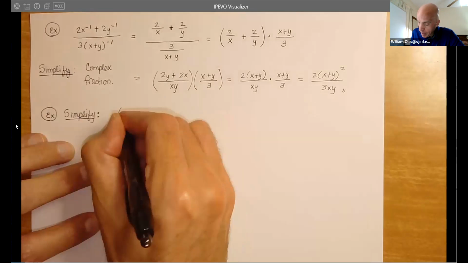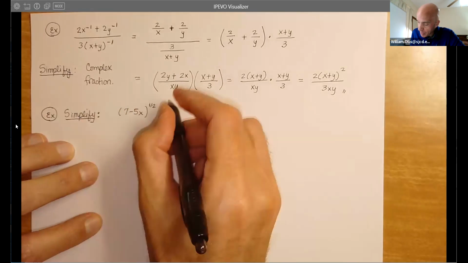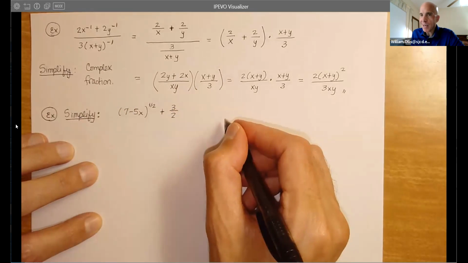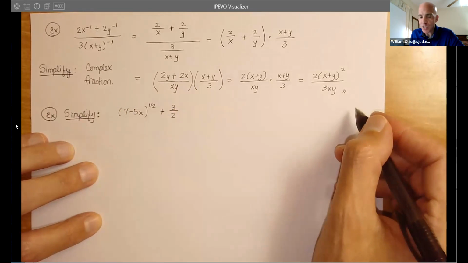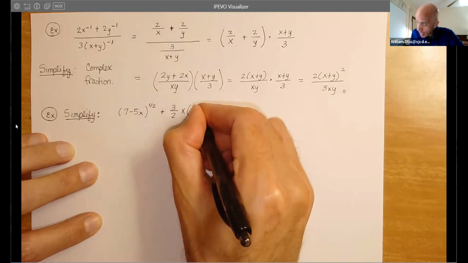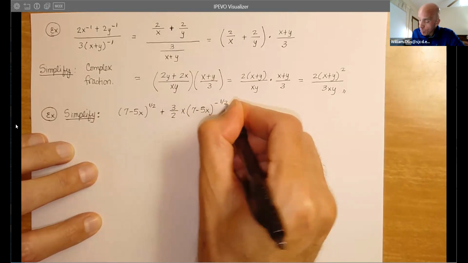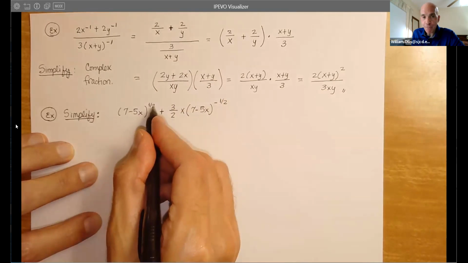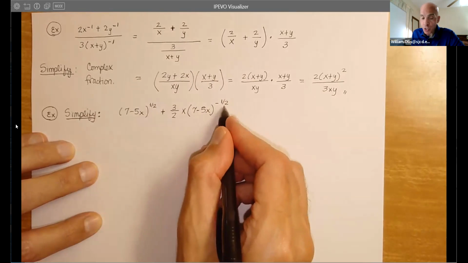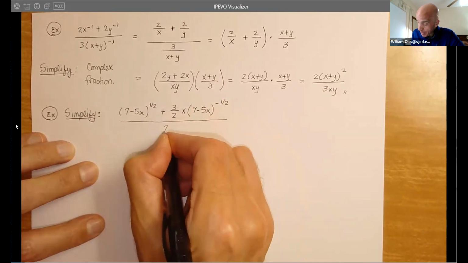So we have 7 minus 5x to the 1/2 power. Maybe I think in the book they call this using the quotient rule, and I could take some derivatives and show you, okay, this is what you get when you differentiate, but you'll get plenty of that in calculus. So say we differentiated and we got this expression. In the numerator, we got 7 minus 5x to the 1/2 power plus 3/2 times x times 7 minus 5x to the negative 1/2 power, all divided by 7 minus 5x.